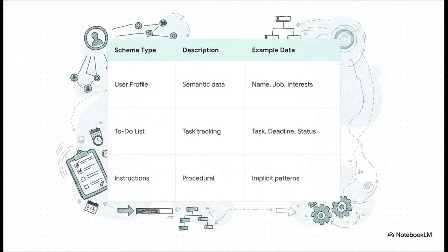First up is the user profile. That's for semantic data, name, job, connections, interests. Second is the to-do list, which is just pure utility, task names, deadlines, current status. And third, instructions. This is where we store those procedural preferences and implicit behavioral patterns we talked about earlier. By keeping these 3 layers separated, the AI never confuses a random one-off task with a core personality trait.